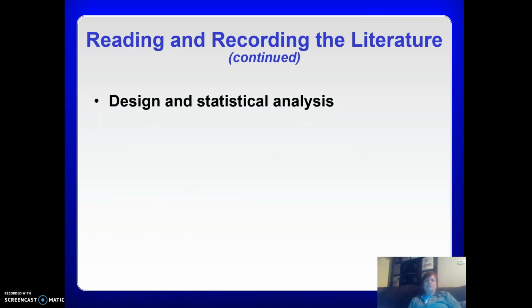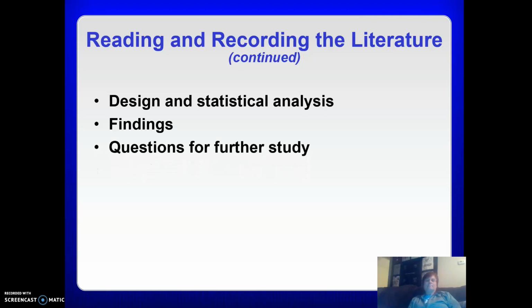Again, you'll see the statistical analysis that's done, and don't let that bog you down. Depending on your background and your familiarity with statistics, try to get the general idea of what the statistics are saying. You'll see the findings as well. Often the statistics are written out, but they are also displayed through graphs and charts. And then findings. Any questions about further study are often found as you read the article.